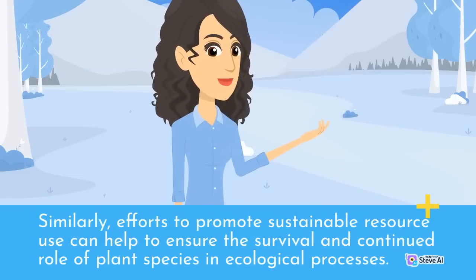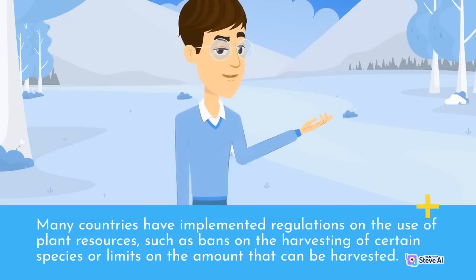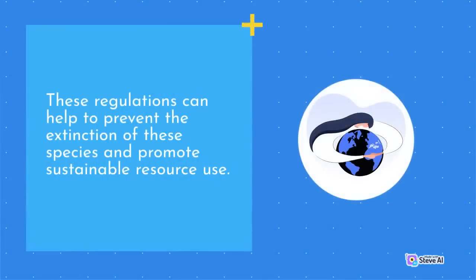Similarly, efforts to promote sustainable resource use can help to ensure the survival and continued role of plant species in ecological processes. Many countries have implemented regulations on the use of plant resources, such as bans on the harvesting of certain species or limits on the amount that can be harvested. These regulations can help to prevent the extinction of these species and promote sustainable resource use.